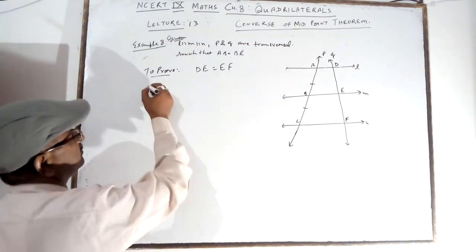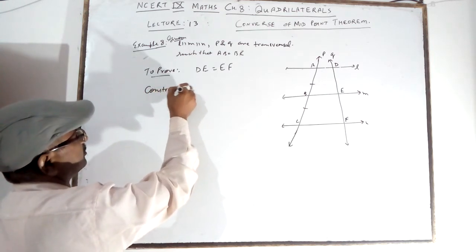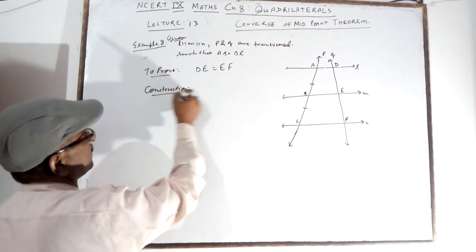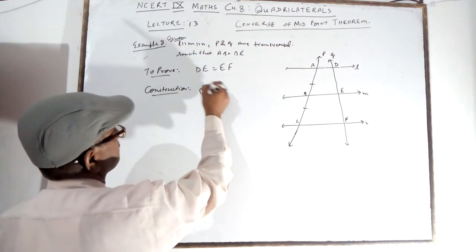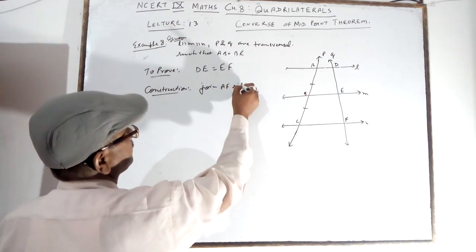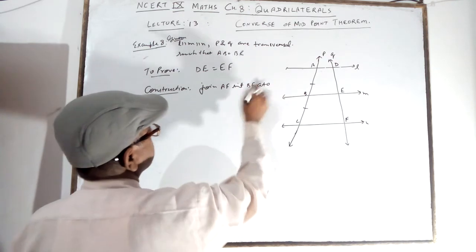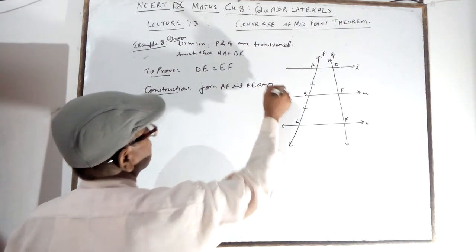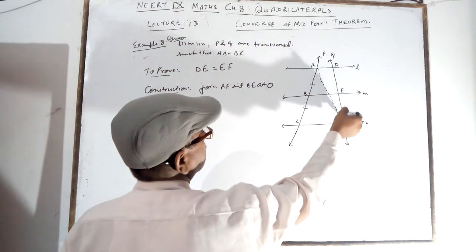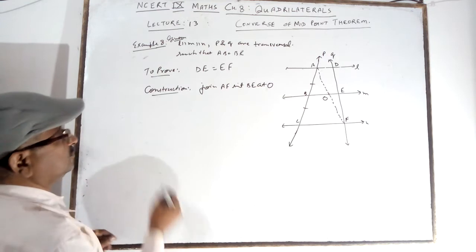How will you prove? For this proof again you need a construction. Join AF, intersecting M at O. So, proof.